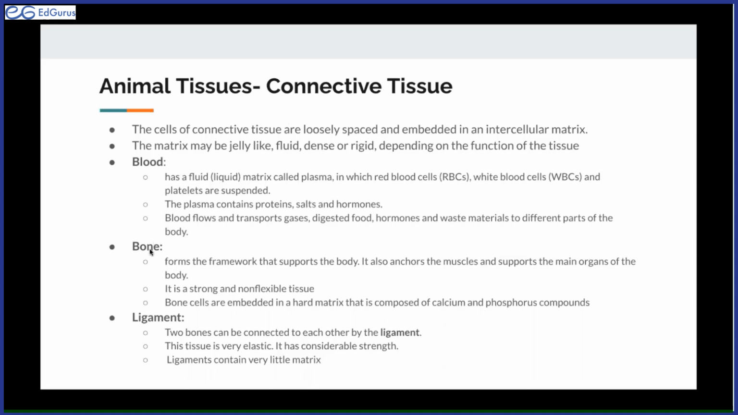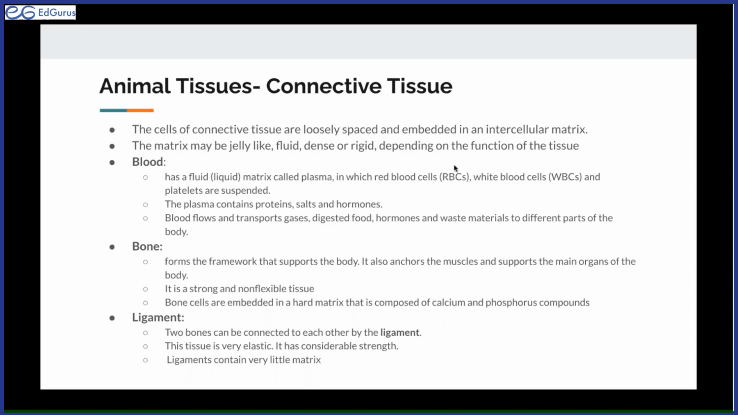Second type of connective tissue is bone. Now, can you tell me how the bone's intercellular matrix will be? Will it be jelly-like or fluid or dense or rigid, depending on the function? Rigid, exactly. Why? Because the bone is solid. We know that our bones are solid and they need to be solid so that our body has shape, so that the bones can give us movement in the body. The bones need to be solid because our bones cannot break. So we know now our bones are not liquid.